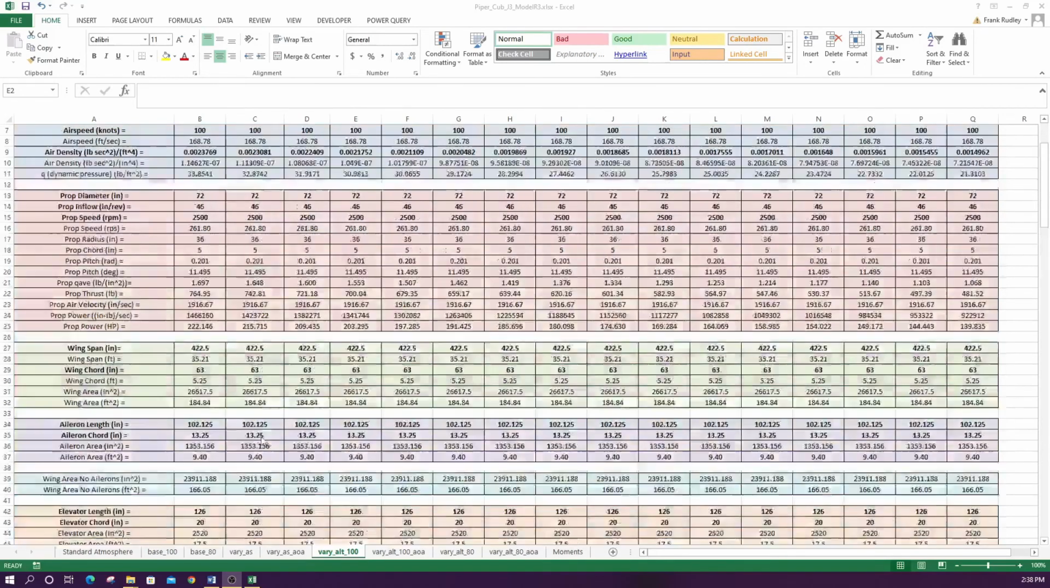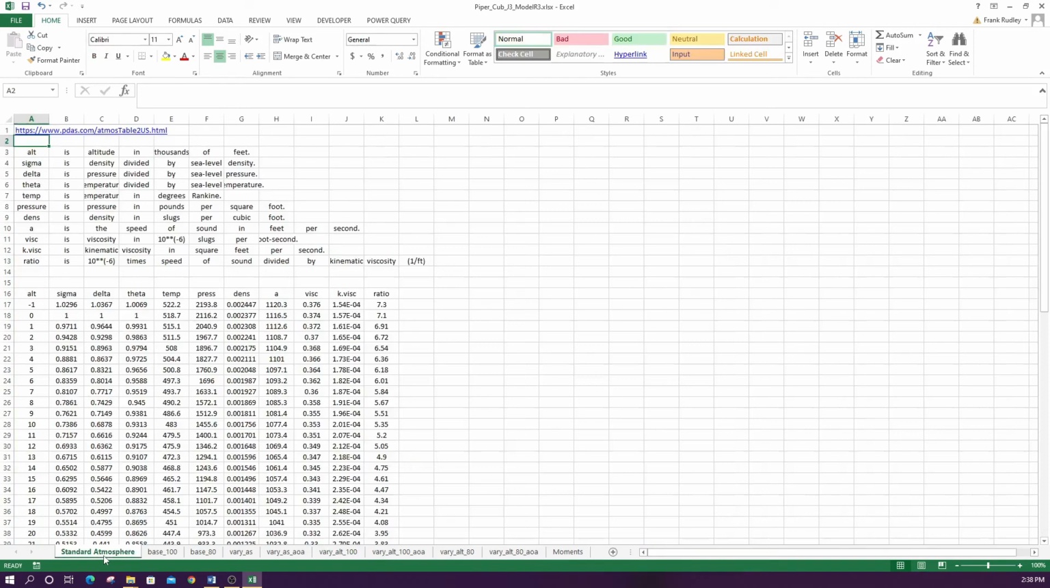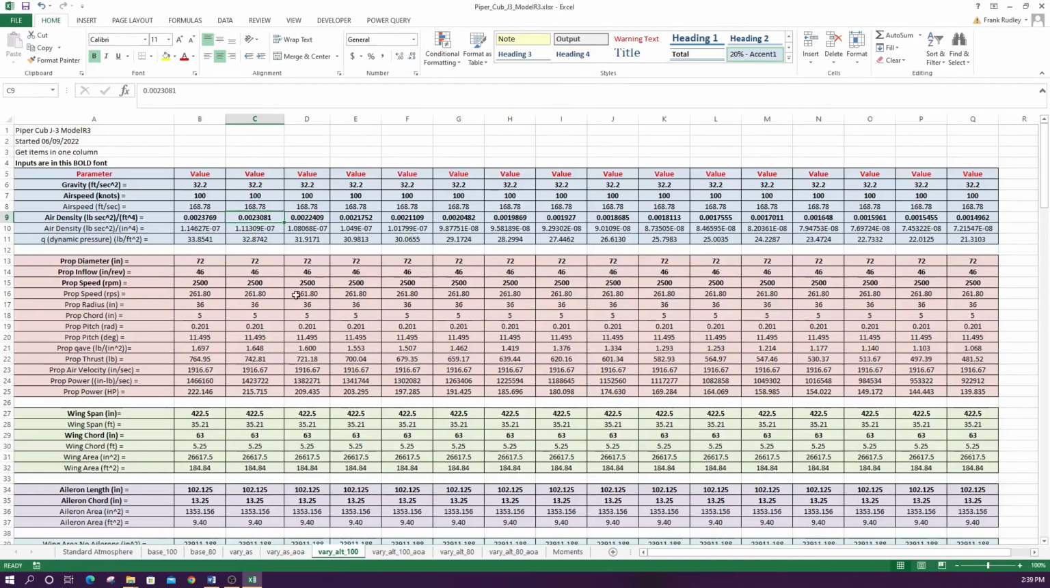So over here, I varied the altitude, and that's just done by the density. I went to the standard atmosphere table over here, and I cut and paste the density from 0 to, I believe it was, 15,000 feet. So this is our air density over here in this column. So I was able to cut and paste it into here, and then set it at 100 knots.